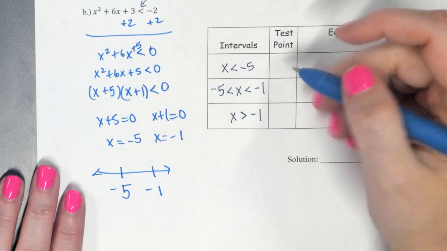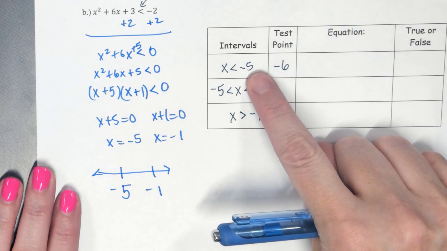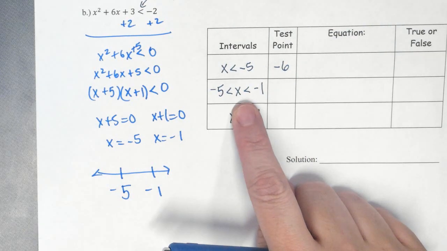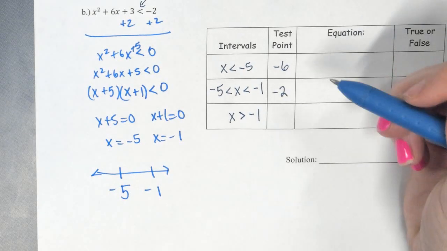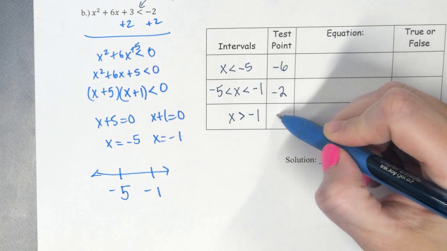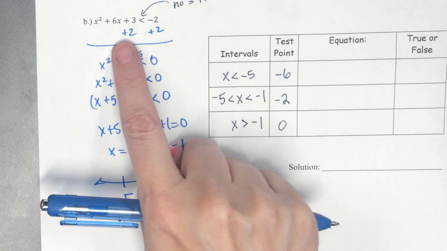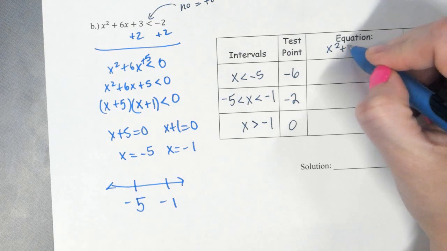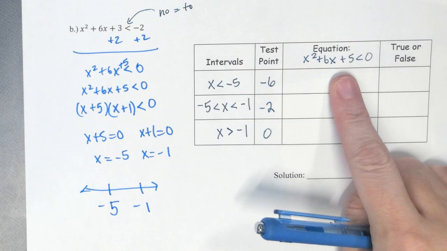And then again, you're just choosing test points that are not critical values. So you can't choose negative 5. Negative 6 is great. Can you choose 0 here? No, 0's not in between those. So you have to choose negative 4, negative 3, or negative 2. Okay? Can I choose 0 here? Yeah. And then you have a choice for this one. You can use this equation or the original. Does not matter. Just write out which one you do. I like to compare it to 0, so I would choose this one.